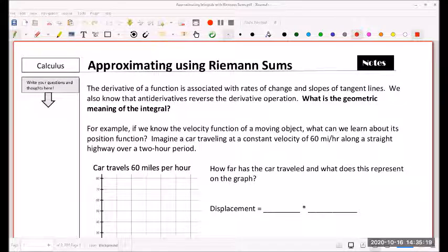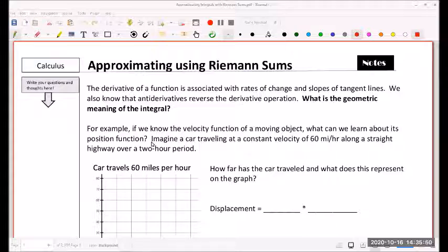Okay, in this video, we are going to talk about approximating areas under curves using Riemann sums. So we've been working with the derivative of a function, and we know that this gives us the instantaneous rate of change, and graphically it corresponds to the slopes of the tangent lines at the various points. So the antiderivative reverses the derivative operation, we know, but what does it mean graphically? What is the geometric meaning of that?